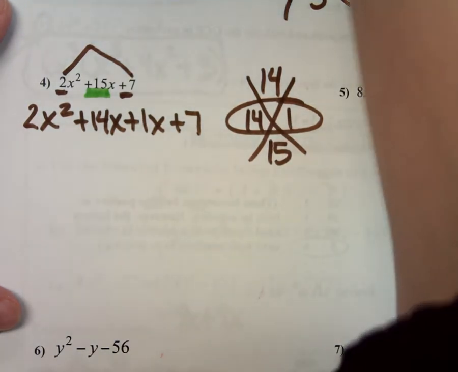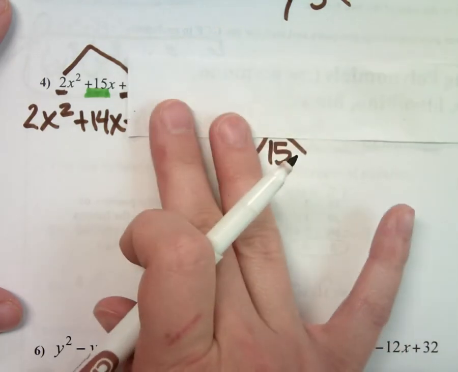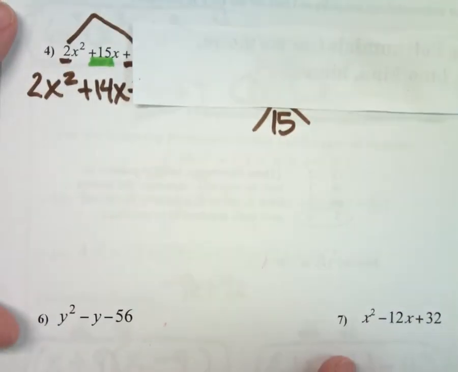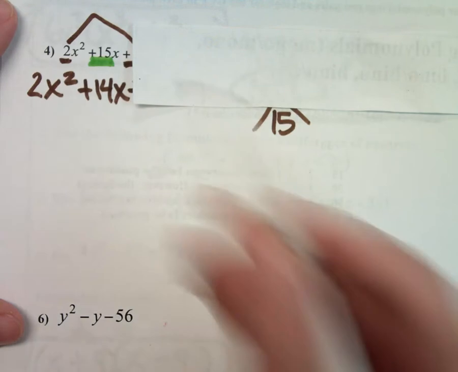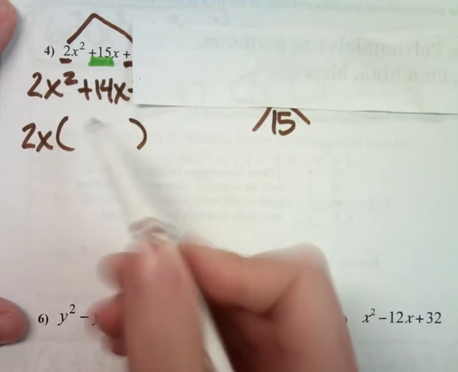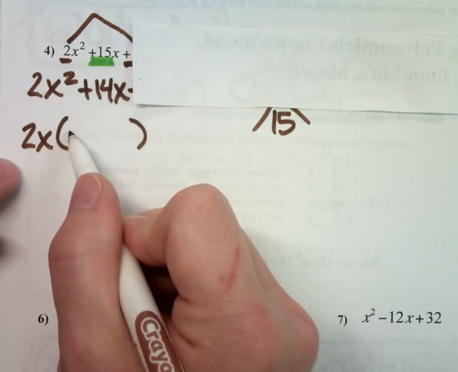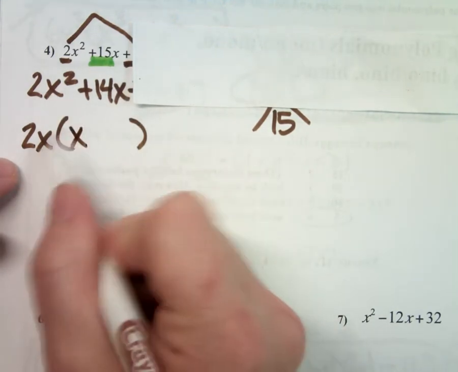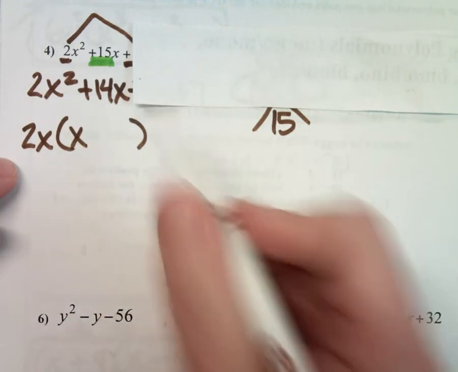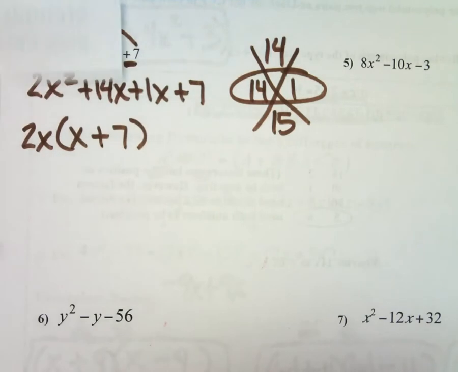Okay, next thing. I look for the GCF out of the first two pieces. So what's the greatest thing that will go into 2x squared plus 14x? 2x. Okay, slap your parentheses down behind it. 2x times what makes 2x squared? X. And 2x times what makes 14x? A positive 7. Okay, then I look at my back two pieces.